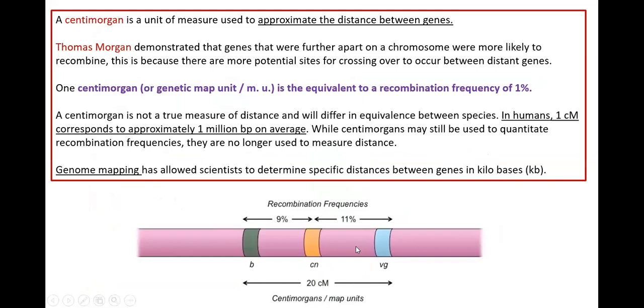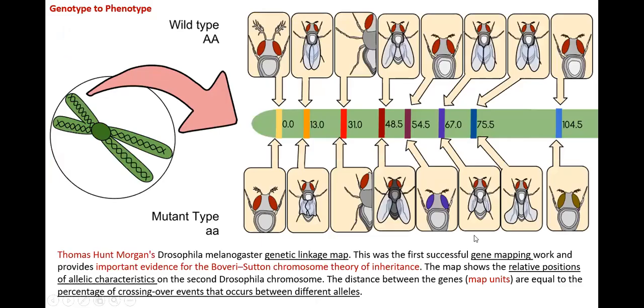So why was Morgan doing this? Because he was looking at crossover frequencies. Based on these frequencies, he could detect a map unit distance between the given genes on a chromosome based on the recombination frequencies. By doing so, he produced a map for Drosophila, with different color fragments and different phenotypes.